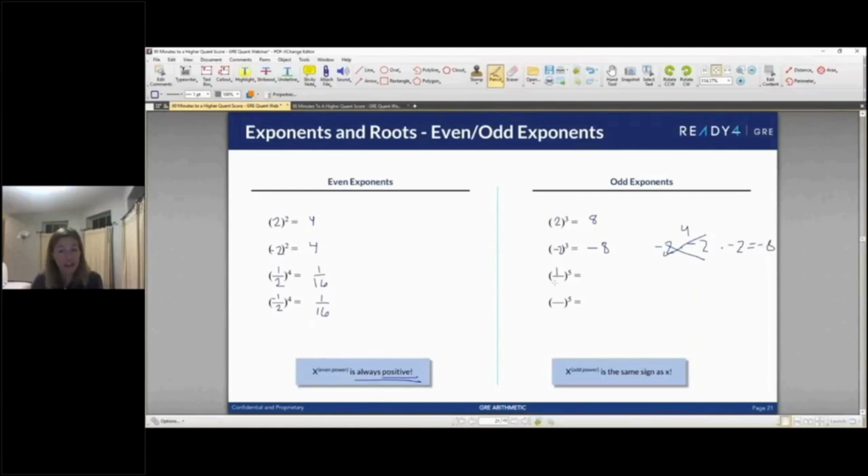The same is true for fractions. If we had 1/2 raised to the 5th, we'd end up with 1/32. If we had negative 1/2 raised to the 5th, we'd end up with negative 1/32. So in other words, whatever you end up with is the same sign you started with. If you start with a negative 2, you end with a negative 8. Start with a negative 1/2, you end with a negative 1/32. Always the same sign as the number you started with, okay?